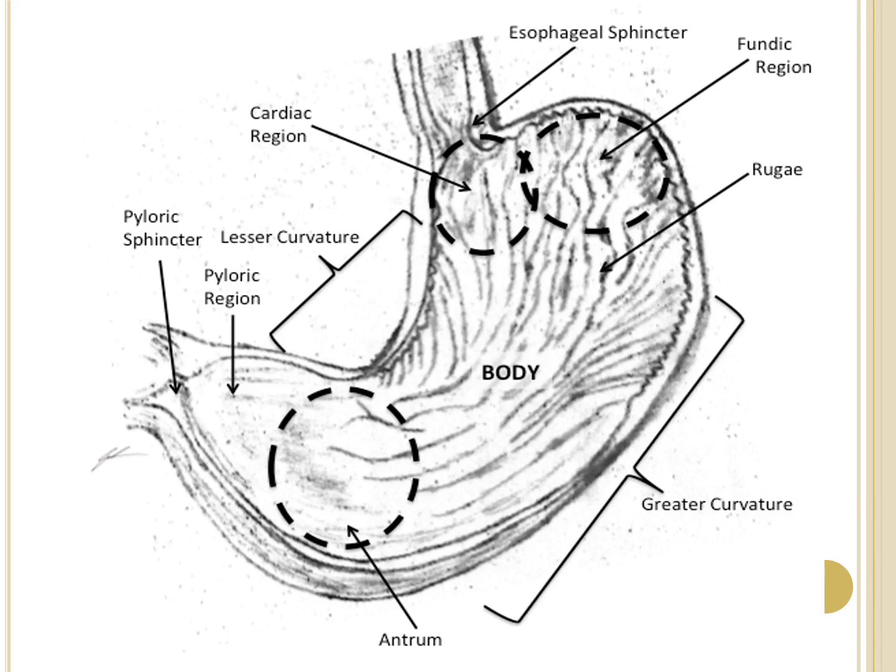Coming away from the fundic and the cardiac region, in between the curvatures, we get the body of the stomach. The body of the stomach is where we're going to see the largest amounts of rugae. The rugae are going to be the ridged structures that take the place of the circular folds. And we'll go into a little bit more detail on what that pertains to in a second.